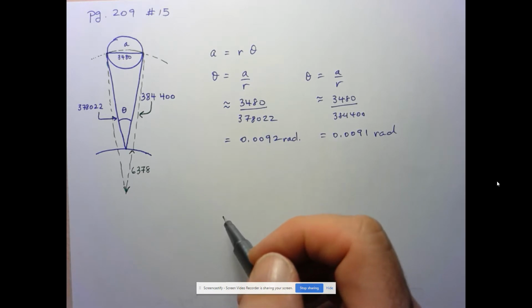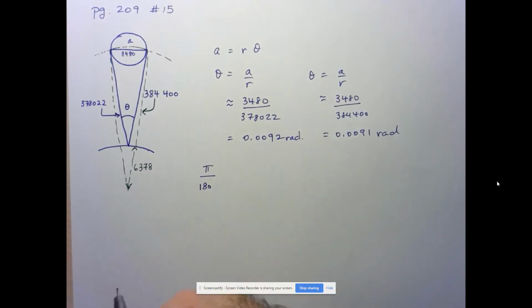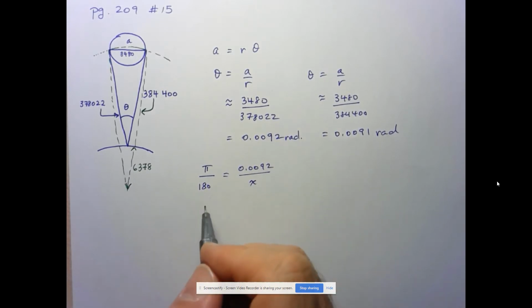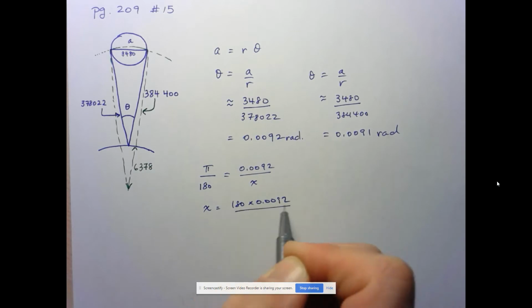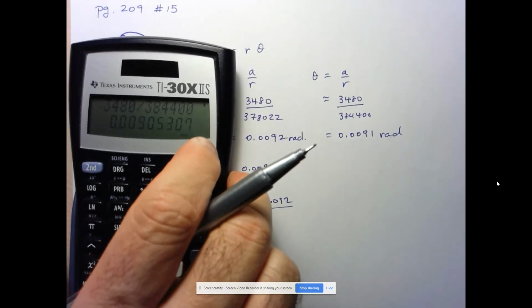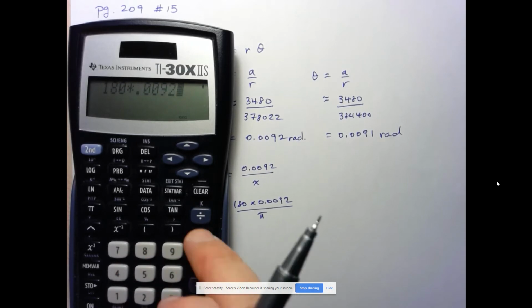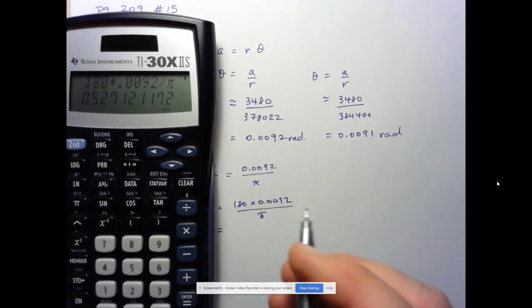All right. So now they also wanted this answer in degrees. Okay, so I'm going to do this in two ways. So one way is to use our proportion, is to say pi radians is the same as 180 degrees. All right, and we have the angle in radians, and we want to determine how many degrees. So I can do this by just cross multiplying. So 180 times 0.0092 and then divided by pi. Okay, so let's calculate that here. So we have 180 times 0.0092 divided by pi, and that's equal to about 0.53.